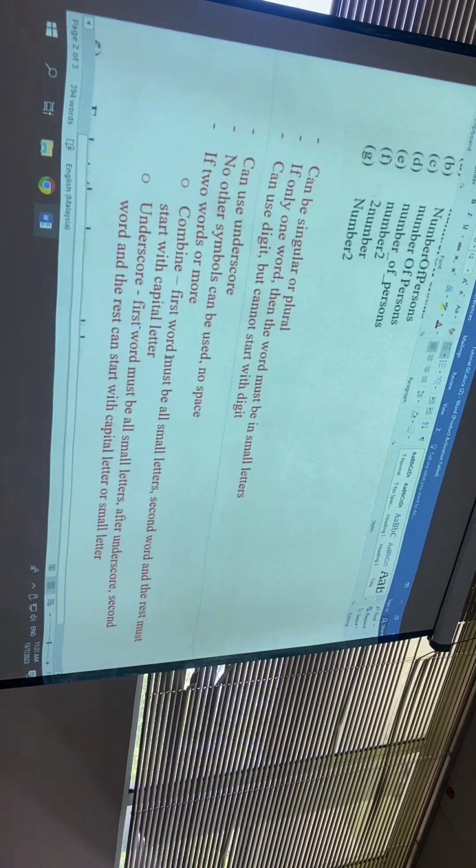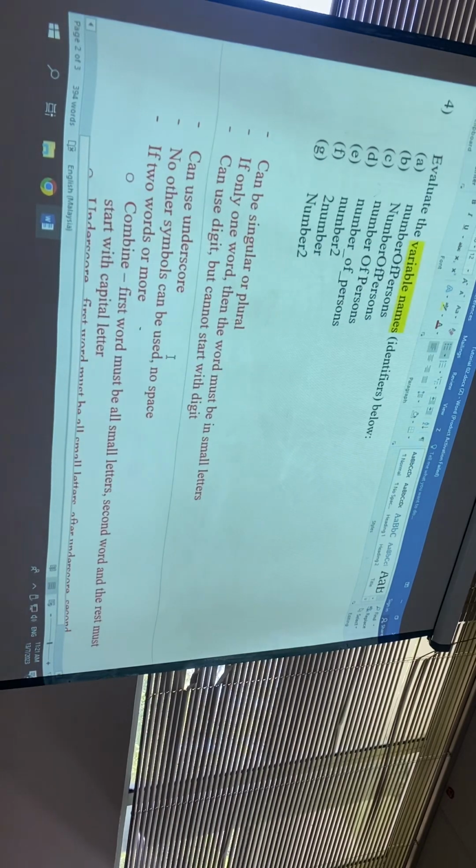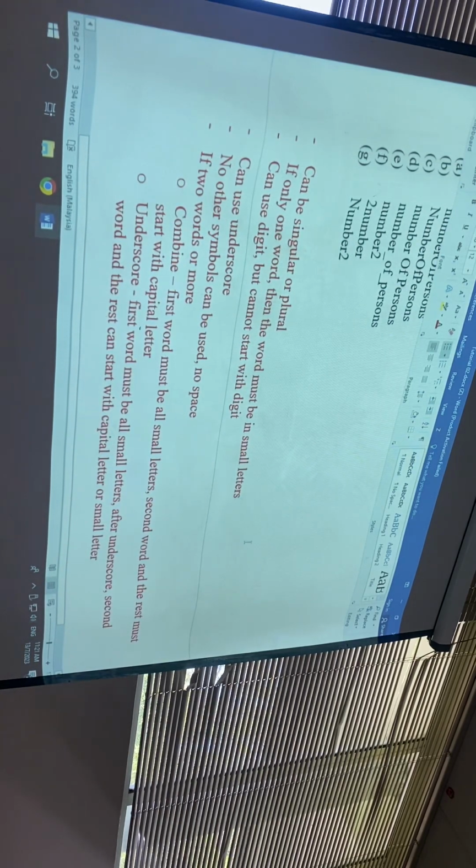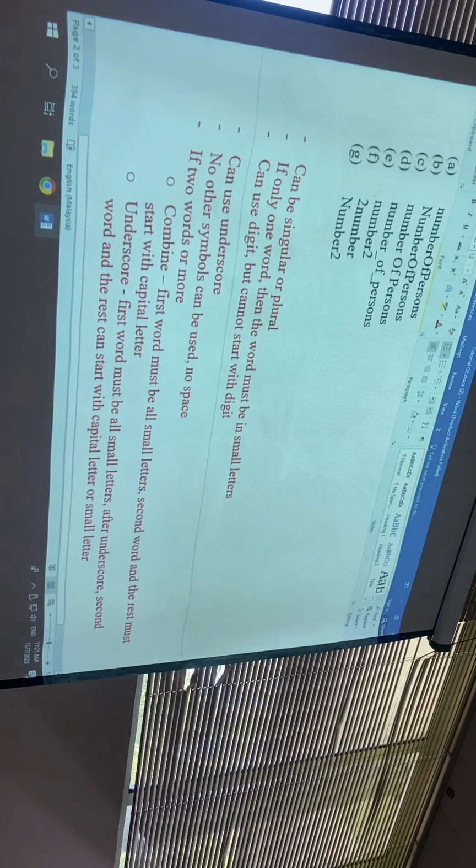So looking at these rules, if you refer to A until G here, which ones are actually valid identifiers? Which ones are valid identifiers? A, B, C, D, E, F, G here.